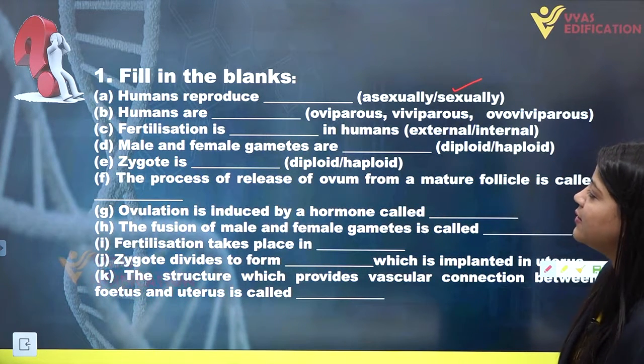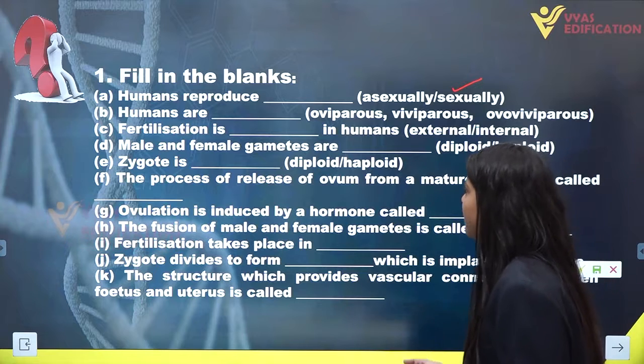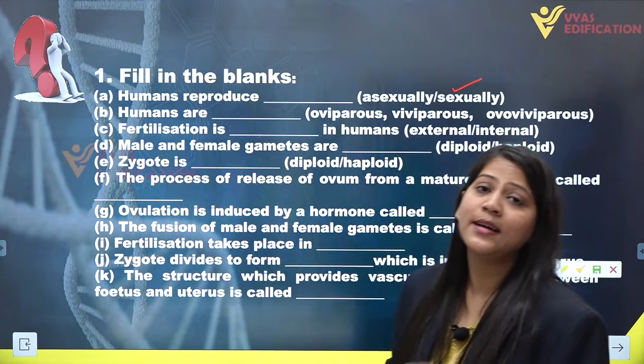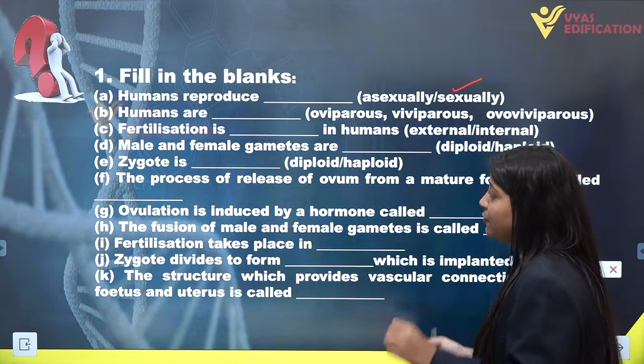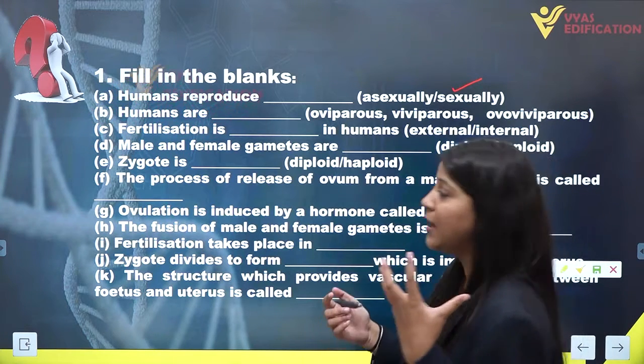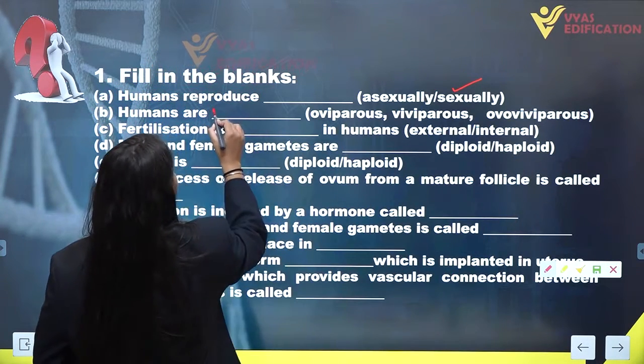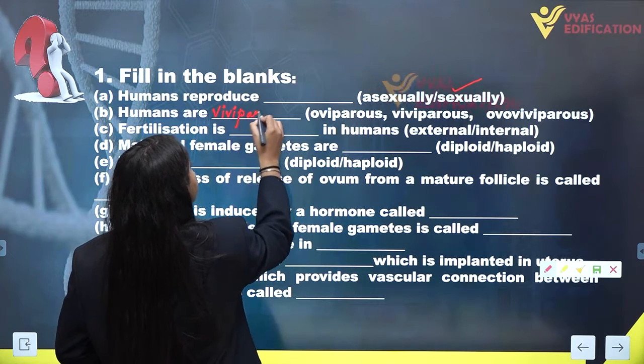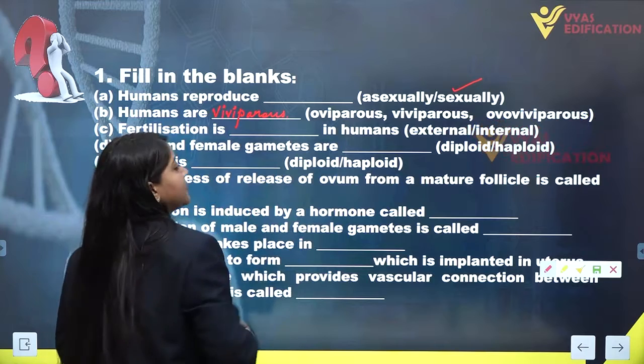Next we have: humans are dash, oviparous, viviparous or ovoviviparous. Of course, humans are viviparous. We are mammals and we are viviparous. We give birth to young ones, thus we are known as viviparous animals.